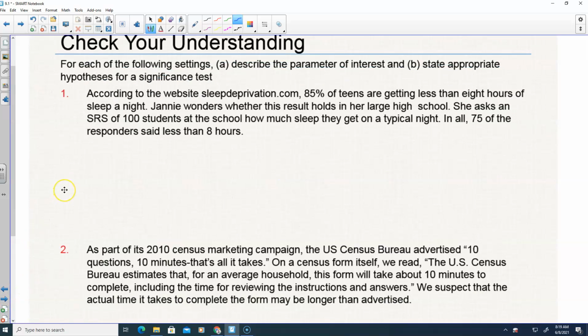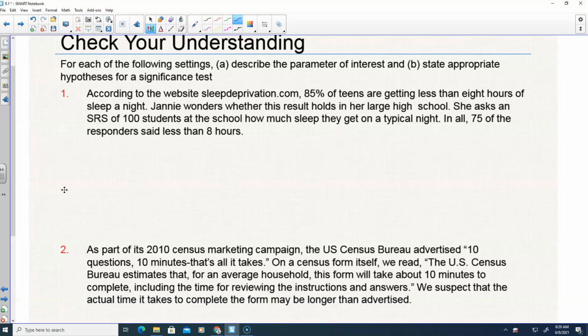Okay, so let's look at a couple examples. In each of the following, let's describe the parameter of interest and state the appropriate hypotheses based on the scenario. According to the website sleepdeprivation.com, 85% of teens are getting less than 8 hours of sleep a night. Janine wonders whether this result holds in her large high school. She asks a simple random sample of 100 students at the school how much sleep they get on a typical night. 75 of the responders said less than 8 hours.